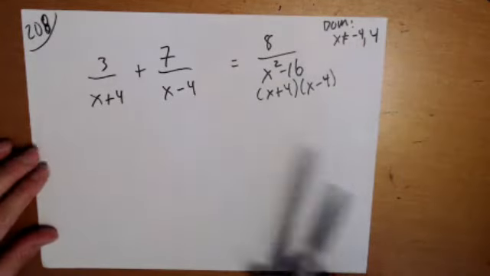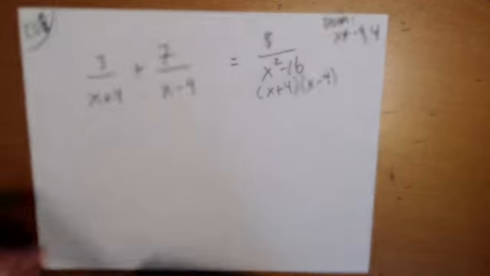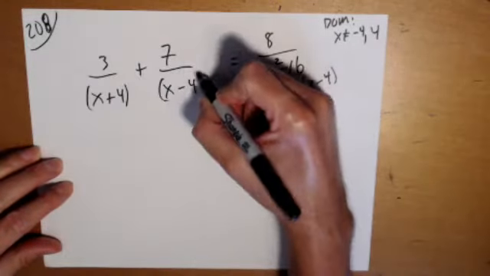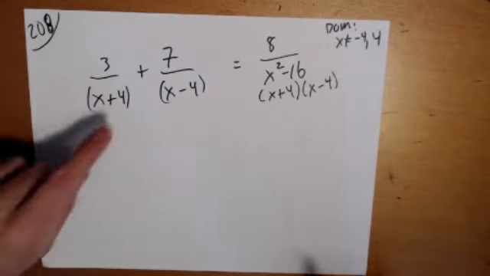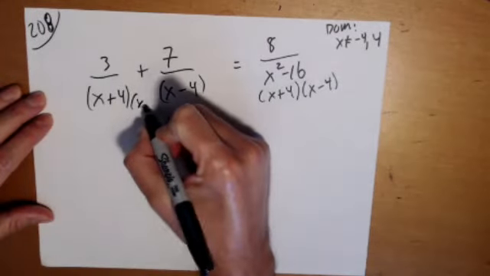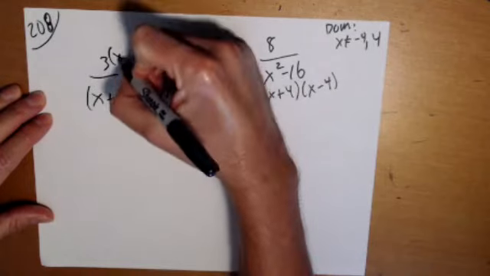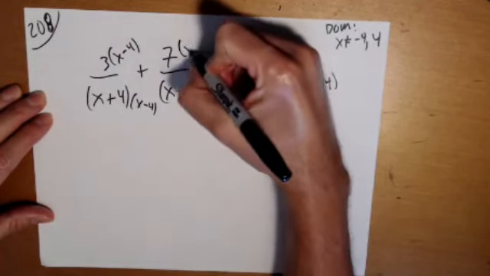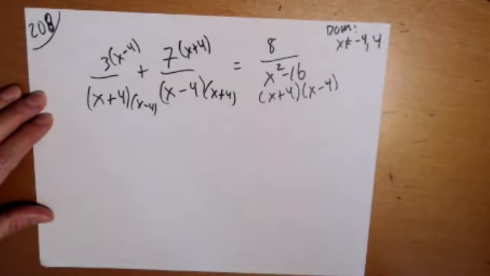So the common denominator, I see an x plus 4 and x minus 4, and I see x plus 4 times x minus 4. So the common denominator is just x plus 4 times x minus 4. So this guy needs an x minus 4, and this guy needs an x plus 4. Multiply top and bottom by the same. And this one has the correct denominator, so we're good to go.